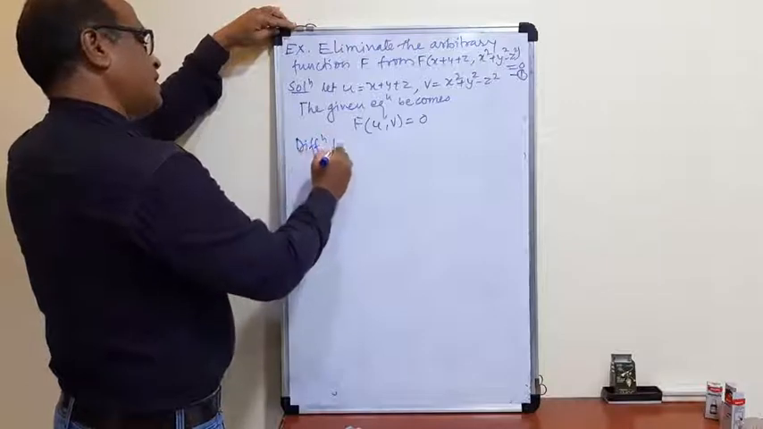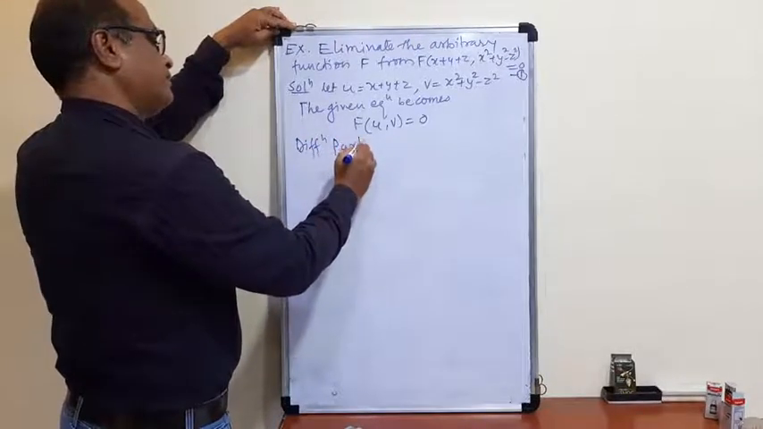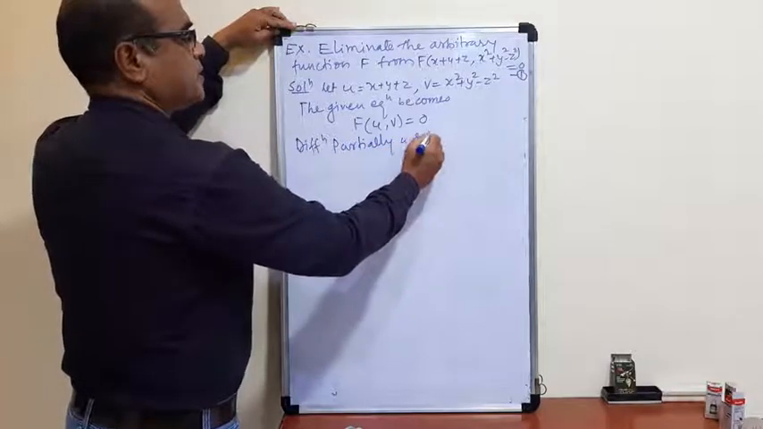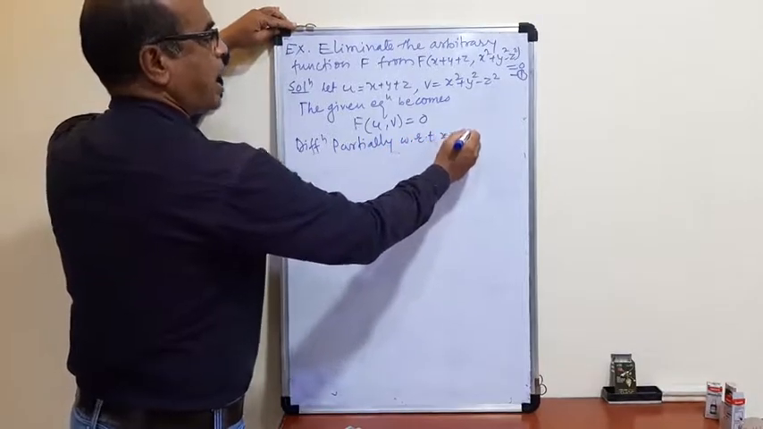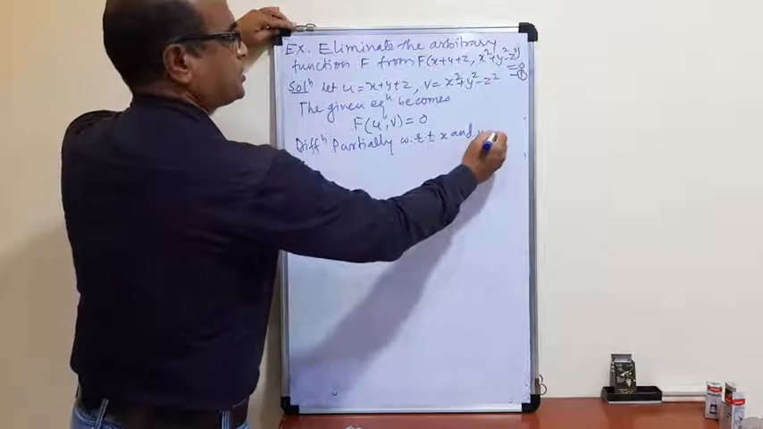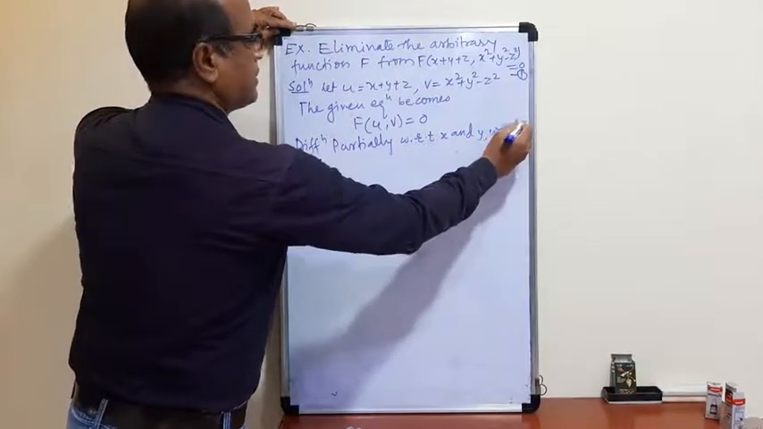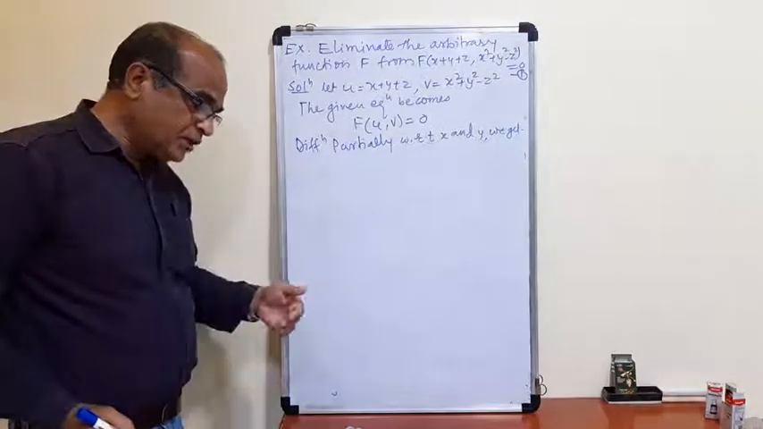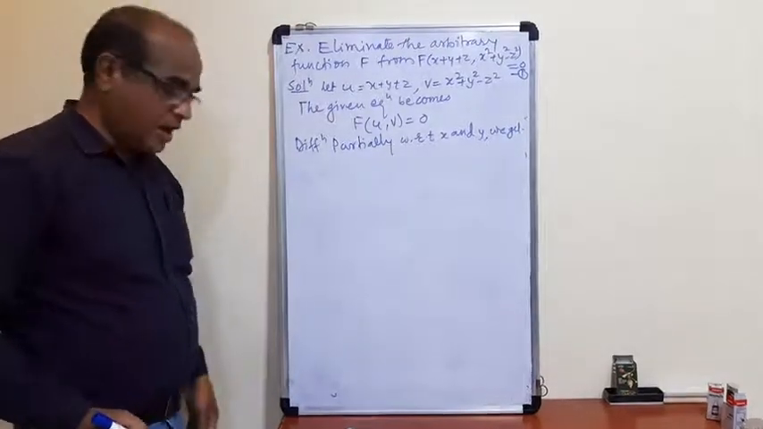Differentiate partially with respect to x and y. We get. So differentiate this equation with respect to x and y, we get.